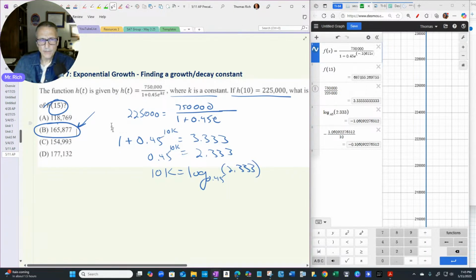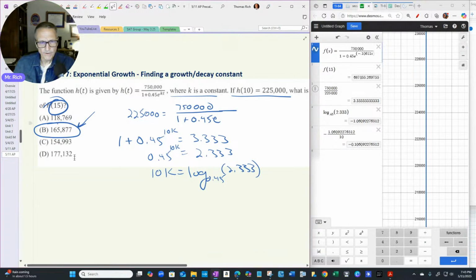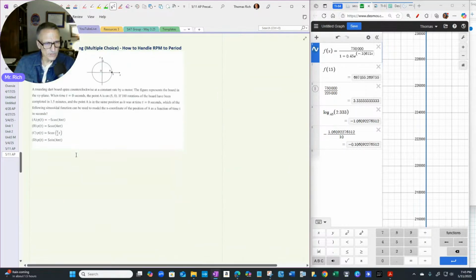But the technique would still all be the same, right? Graphing it, finding K by the intersection of the left and right hand side, and then coming back and plugging in 15 for the variable t. Okay, let's go to the next one.